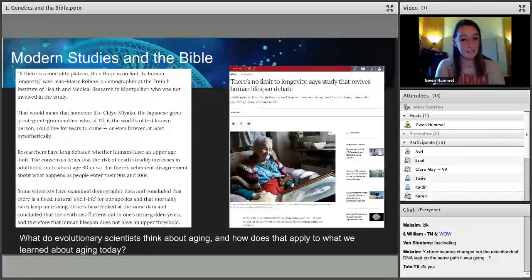And then I have this last one for you guys. This is just another practice. This is looking at aging. So what do evolutionary scientists really think about aging? And how does that apply to what we learned about aging today with the mutation rates and the cap that God placed? And again, I'll post this article for you guys so you can read through the whole thing.